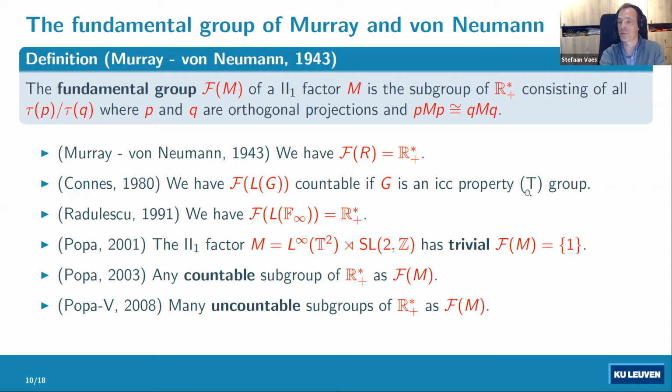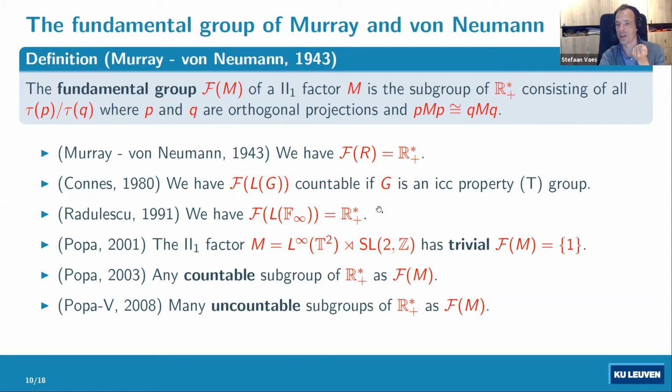G is a property T group, think again of SL_n Z with n at least 3, then its fundamental group must be a countable subgroup of R plus. Even though Alain Connes had no tools at all to determine the fundamental group, he could prove that it must be countable. Then Radulescu could prove that for the free group with infinitely many generators, it is the positive real line. And it follows from this that solving the free group factor problem is equivalent to determining the fundamental group, because there are only two options.